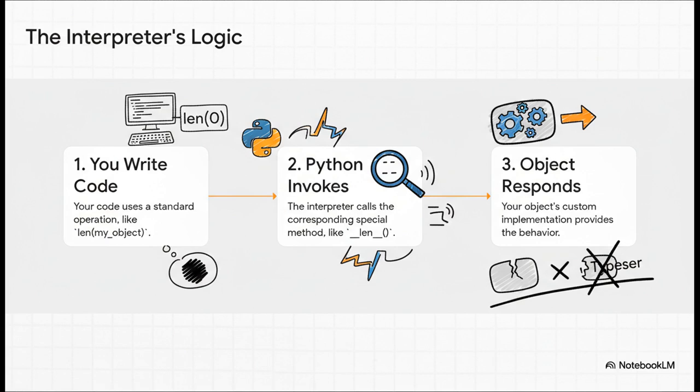Let's just walk through the logic from Python's point of view. It's so simple. First, you write something familiar, like len(my_object). Second, Python looks at your object and just asks, hey, do you have a __len__ method? If the answer is yes, great, Python calls it. If the answer is no, it just raises a TypeError, telling you, sorry, this object doesn't support that. That's it. It's a crystal clear, consistent protocol.